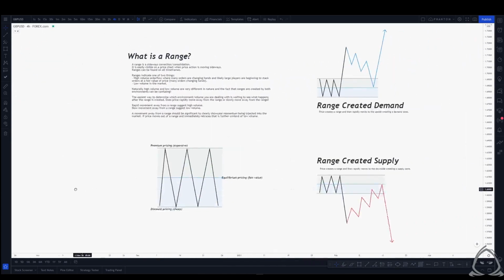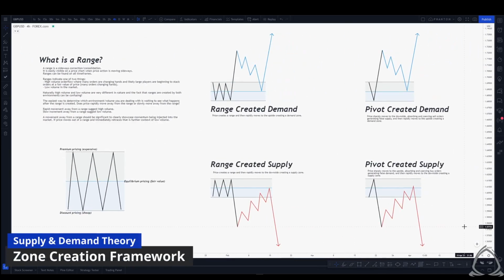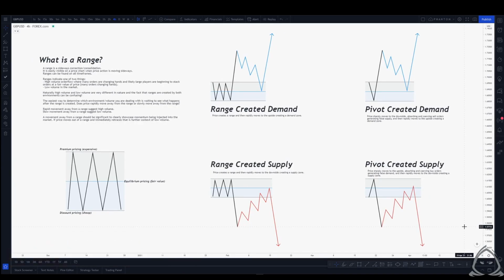So let's take a look at the actual ways of identifying supply and demand on a price chart. So here we have two specific ways of creating a supply and demand zone. We have range created supply and demand, and we have pivot created supply and demand. The first thing to really understand is what a range is on a price chart. So a range on a price chart is simply a sideways correction or consolidation where you see price moving basically to the right side of the chart.